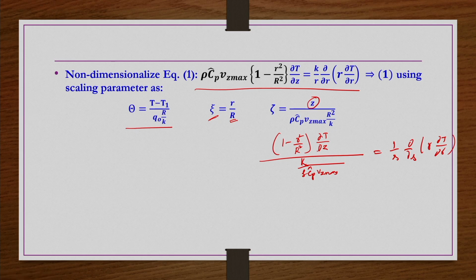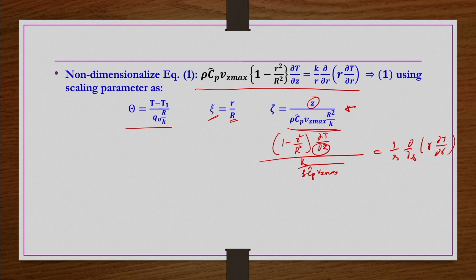right. So, whatever these things are being multiplied by this coordinate z, that we are taking as a kind of scaling parameter to non-dimensionalize z. So, dz, whatever z things are there, that is multiplied by R square rho Cp Vz max by k from this equation. So, that is the reason the dimensionless z, that is zeta, is equal to z divided by (rho Cp Vz max R square by k) we are taking. Sometimes this comes with experience also. So, that is what we are doing here.